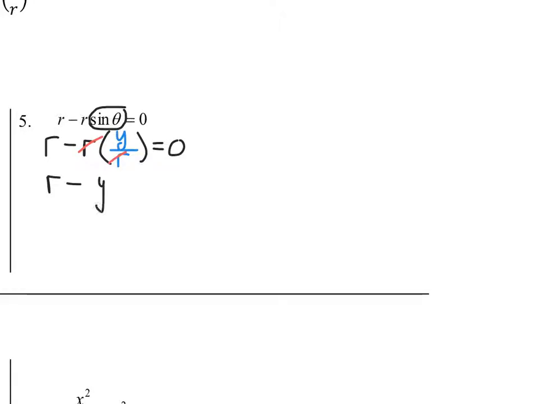So we have r minus y equals 0. All right, I could also write that as r equals y. All right, so r equals y. And then do my substitution for r. All right, making that the square root of x squared.